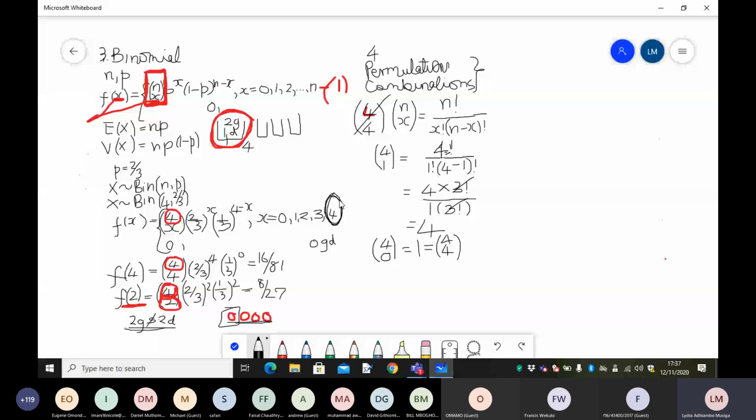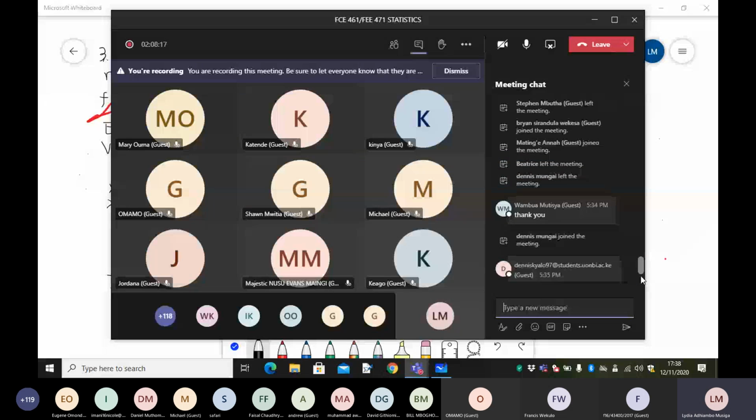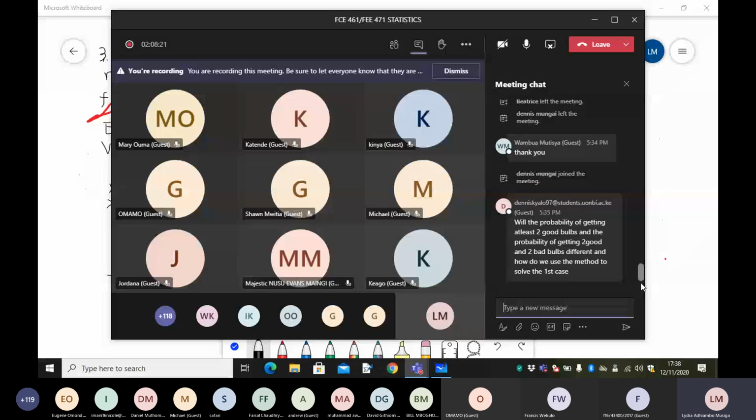Let me look at the chart again. So I've just corrected that. N is referring to 4 in that example of ours. Okay, yeah. Thank you, that's fine.